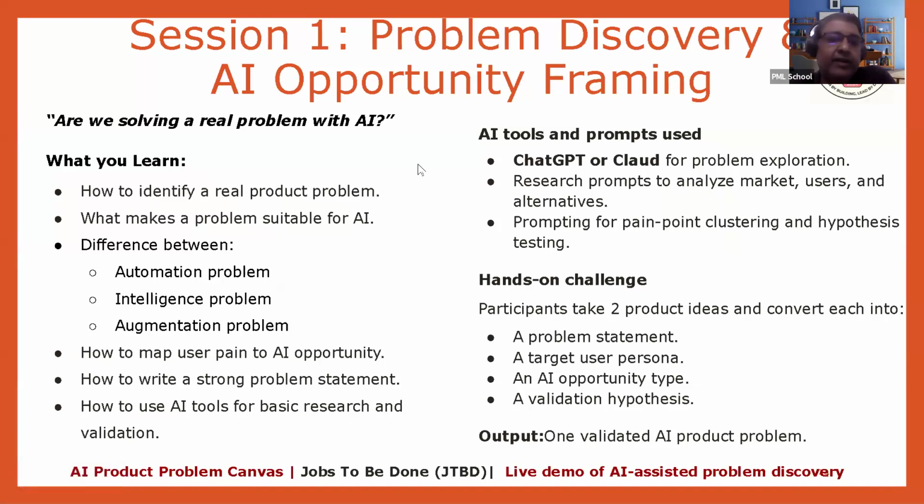If you see, how to identify a real product problem, right? What makes a problem suitable for AI? Not everything is AI; it's execution-based, right? We have to see what the difference is between automation, intelligence problems, and augmentation. So these are the 3 areas where you can identify whether it is AI usage or not, right? Which is AI, which is not AI, right? So what is real AI and what is fake AI? Correct. That is the thing we will discuss. How to map users to AI opportunities, how to write a strong problem statement using, obviously, templates, right? How to use AI tools, basically we'll use prompting here, and we'll do the product problem canvas.